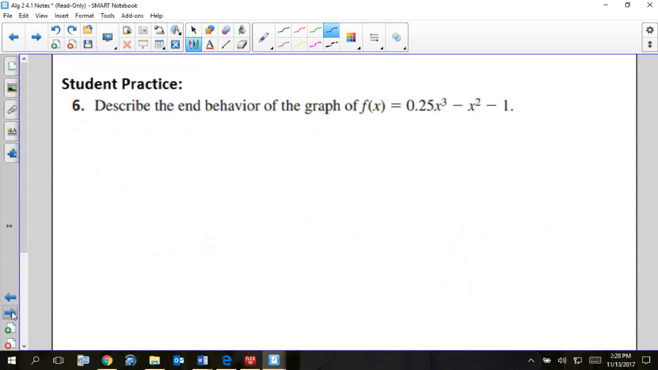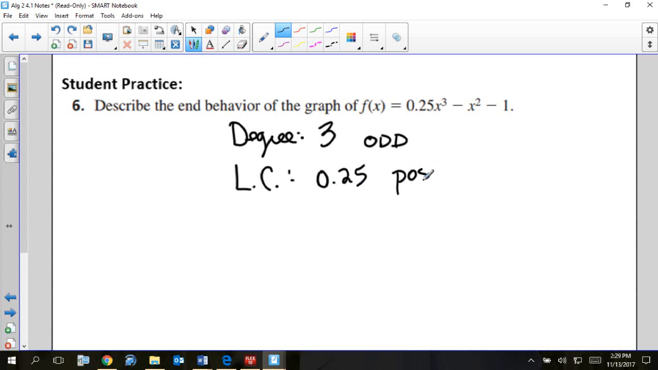Okay, describe the end behavior of the graph of f of x equals 0.25 x to the third minus x squared minus 1. We're going to start with degree and leading coefficient. What is the degree? Is this in order? Okay, gotta make sure it's in order. What's my degree? 3. So that is odd. Leading coefficient: 0.25, and that is positive. So it's odd and it's positive.